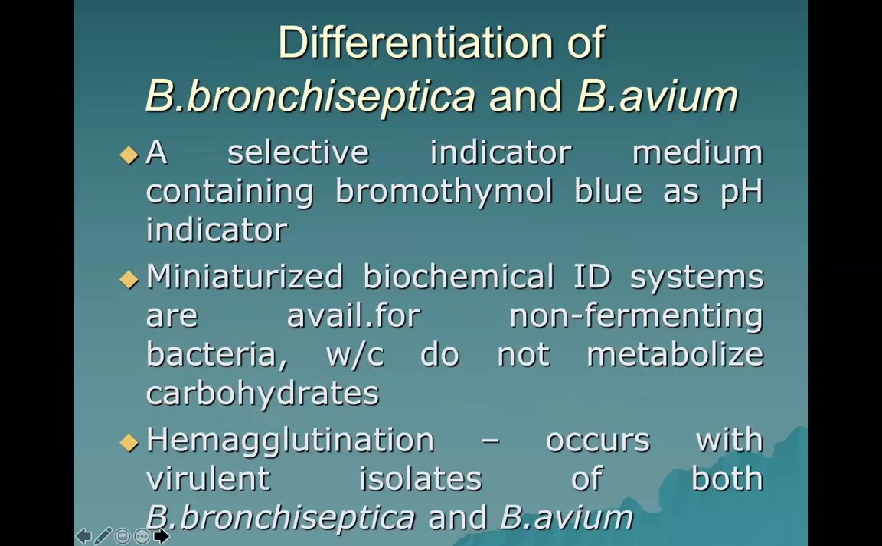A selective indicator medium containing bromothymol blue as pH indicator can be used to differentiate Bordetella bronchoseptica and avium. There are available miniaturized biochemical identification systems for differentiation of non-fermenting bacteria, which do not metabolize carbohydrates. As we have mentioned, they are non-fermentative in carbohydrates. And hemagglutination can be used to determine the virulent isolates of both bronchoseptica and avium.